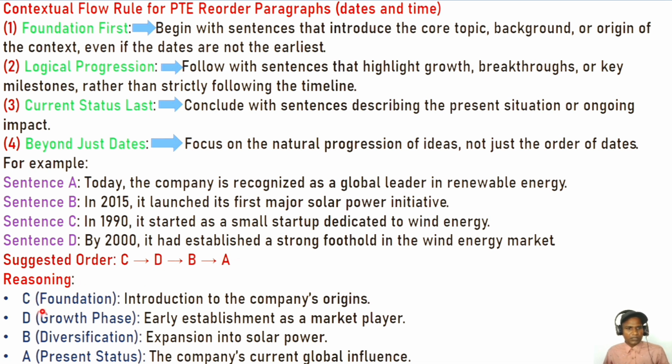Reasoning. Sentence C, foundation: introduction to the company's origins. Sentence D, growth phase: early establishment as a market player. Sentence B, diversification: expansion into solar power. Sentence A, present status: the company's current global influence. So you should follow the dates and time according to the contextual meaning of the sentences.